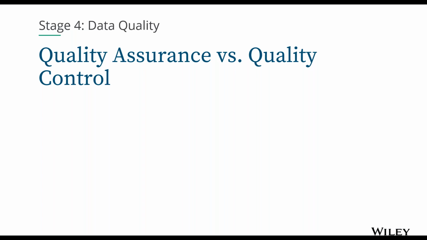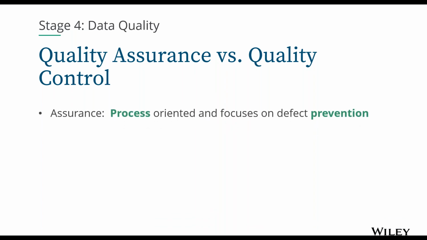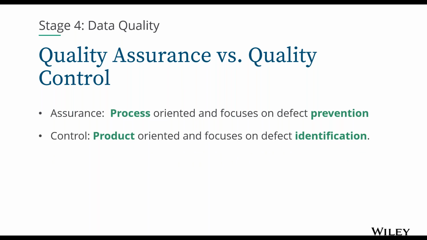So this is something that a lot of people mix up often, and it makes total sense because assurance and controls are very similar. So the difference between quality assurance and quality control is that assurance is basically process-oriented and focuses on defect prevention, whereas quality control is product-oriented and focuses on defect identification.